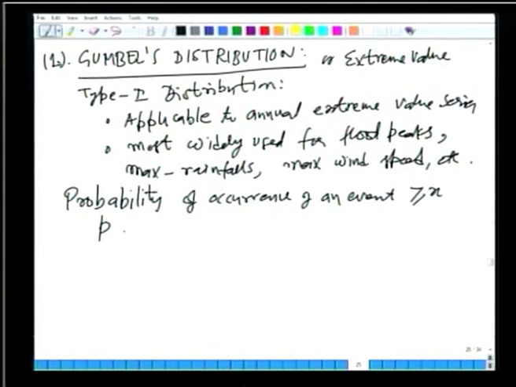That is, P is equal to, as we have seen, the probability that the random variable X is equal to or exceeds x. So, small x here is just a number, and capital X represents the random variable. And this is, as per the Gumbel's distribution, given by 1 minus e to the power minus e to the power minus y subscript T, where y subscript T is a dimensionless reduced variate.